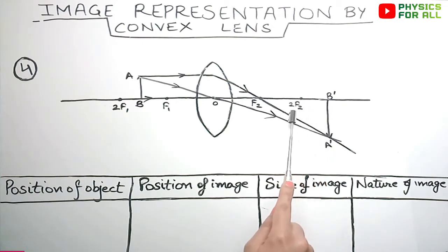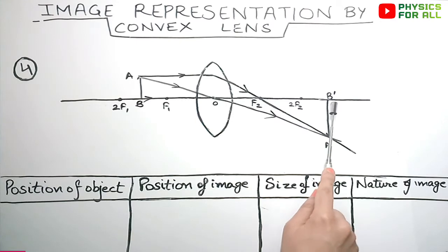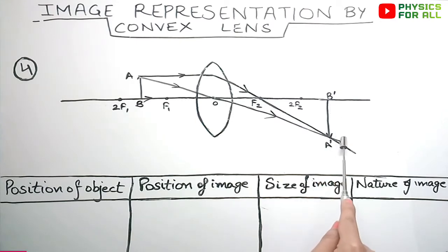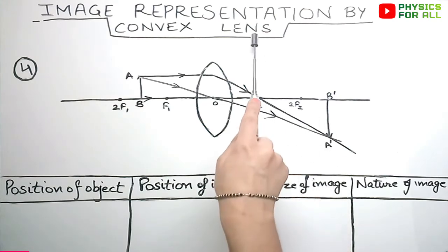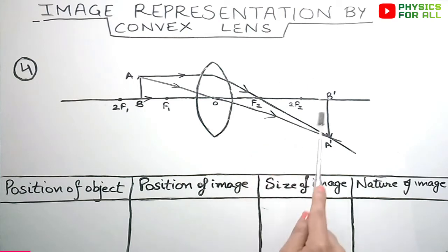So here the point of intersection of two rays is beyond center of curvature and also below the principal axis. So that means our image is going to be inverted. And since in case of lens, if image forms to the right side of the lens, it is considered to be the normal case, which is the real and inverted case.